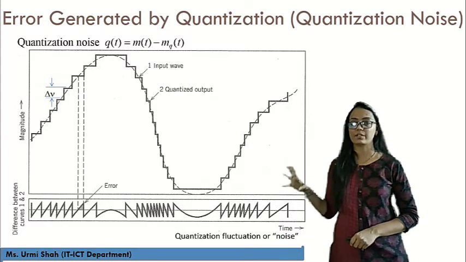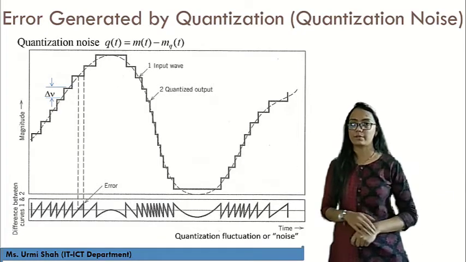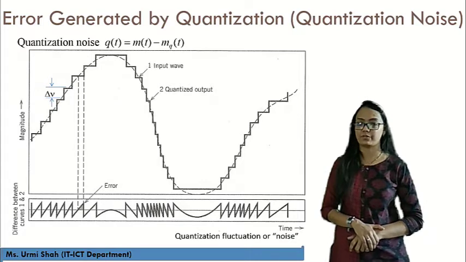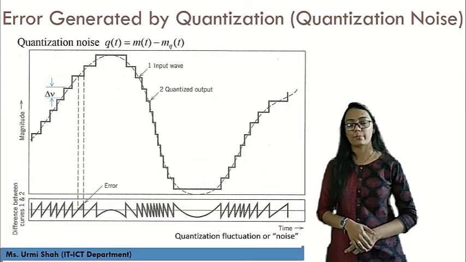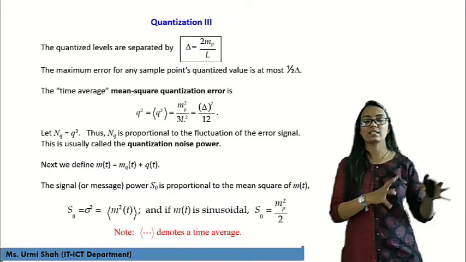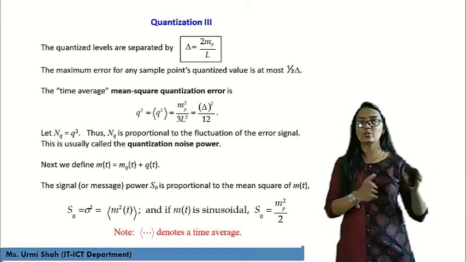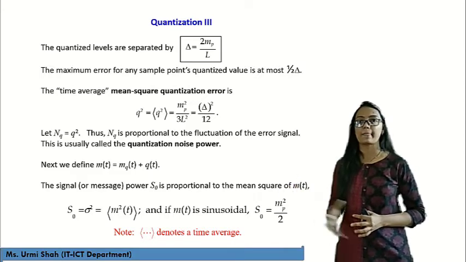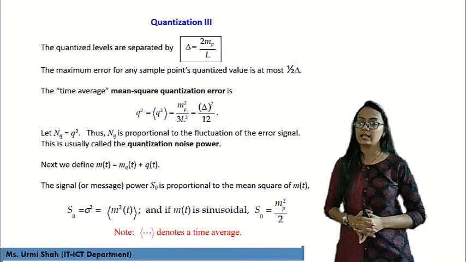This way we have the graphical representation of quantization. Our continuous waveform is our sample value, and the staircase kind of waveform is our quantized value waveform. So this way we can do error calculation while performing the process of quantization. Next, at the third stage of quantization, the quantized levels are going to be separated by the delta value, that is 2m of p divided by L. The maximum error which can be generated over here will be 1 by 2 delta.